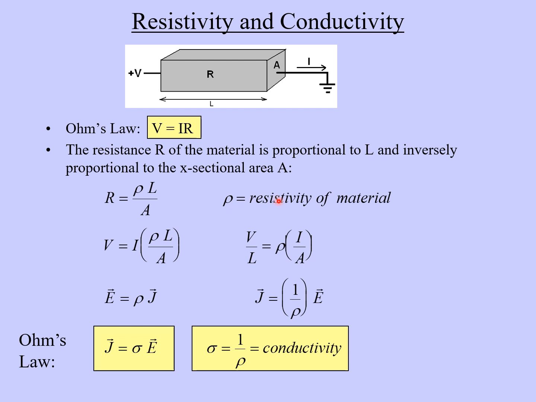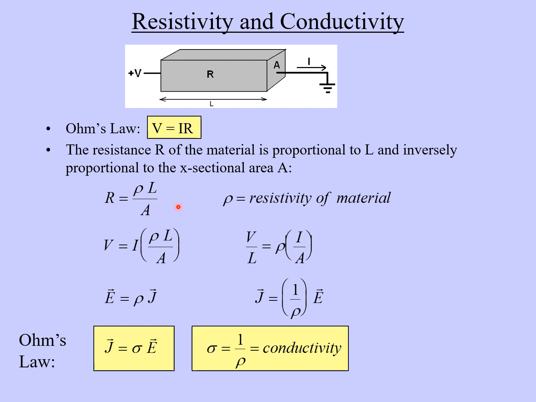The constant of proportionality in here is called rho, a Greek letter, and rho is called the resistivity of the material. It's a material parameter, and different materials obviously have different resistivities. Metals have very low resistivity. Insulators have extremely high resistivities. Semiconductors are in the middle, and we're going to develop an equation to figure out what the resistivity is, which is going to depend on the doping of the semiconductor. But anyway, the resistance of this chunk of semiconductor is equal to rho times L divided by A.